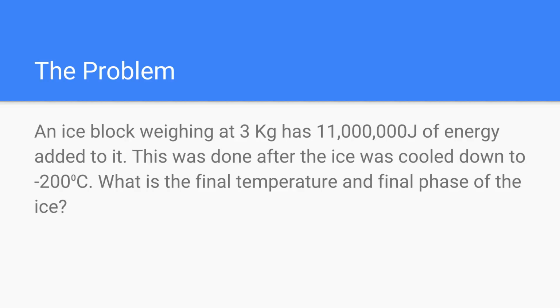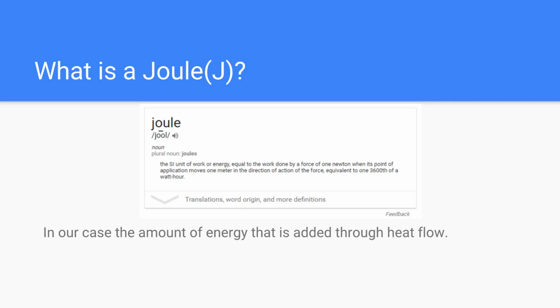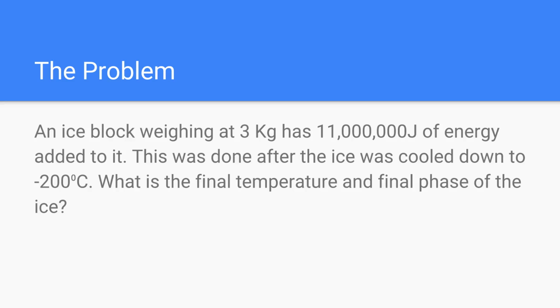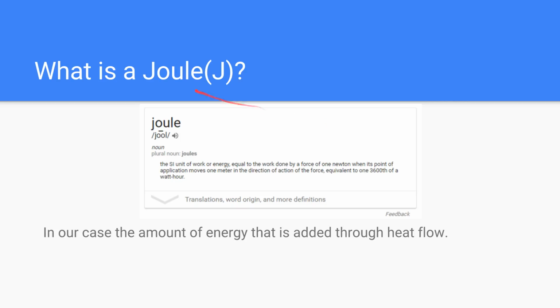To do that, we need to know a couple of things. First off, what is a joule? Or that J term, that J at the end of 11 million in the problem, right here. So what is a joule? A joule is the SI unit of work or energy, equal to the work done by the force of 1 Newton at the application point moves 1 meter in the direction of the action of the force, equivalent to 1/3,600th of a watt-hour. Or, to make it easy, in our case, it's the amount of energy that is added through heat flow.